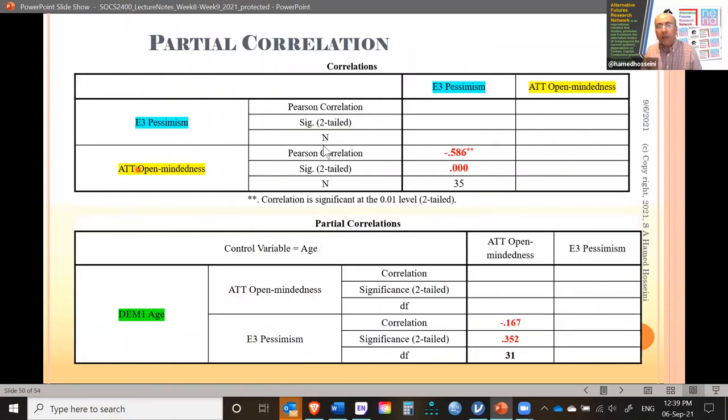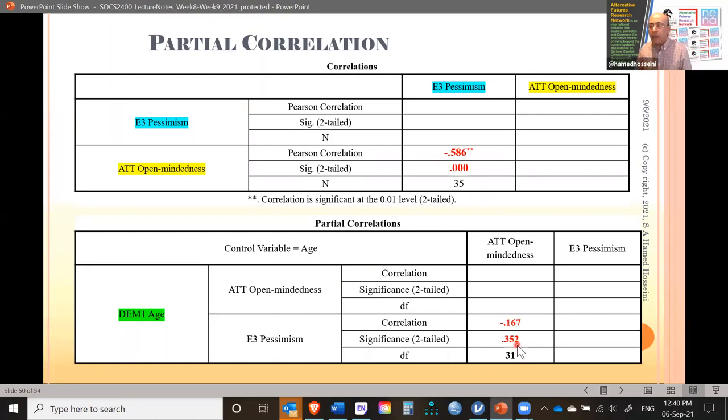You may remember this is the correlation between pessimism and open-mindedness, and we said it's a pretty strong and negative relationship, meaning that the higher the pessimism, the lower the open-mindedness, and it turned out to be statistically significant, right? But then we started to have some doubts and said, what if we keep the age constant? That's called partial correlation. What if we keep the age constant and see what happens between open-mindedness and pessimism? And this is what happened. It's negative, it's very weak, and the p-value is not less than 5% anymore.